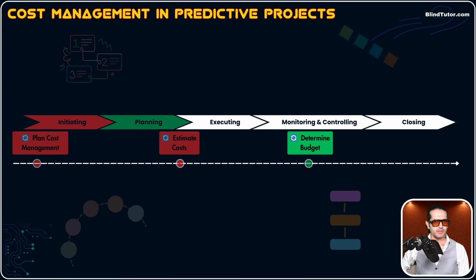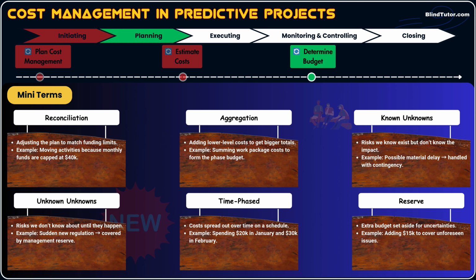Okay, so what did we do so far? First process, we came up with the cost management plan. Second process, we estimated the cost for each activity and came up with the cost estimates document. And now it is time to aggregate all findings and determine budget. So let's start this process with mini terms. Let's get it done.